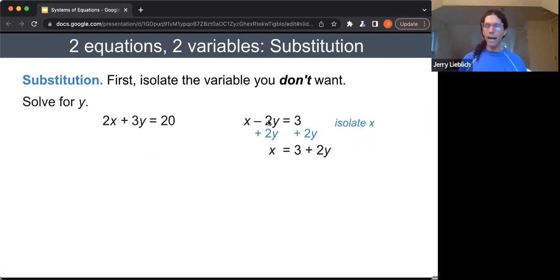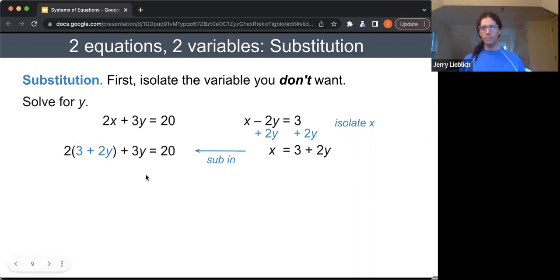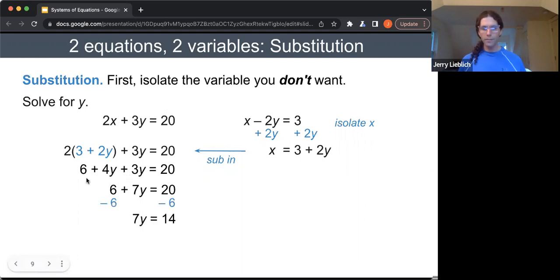Notice I'm not plugging it back into the same equation. That wouldn't accomplish anything for me. I need to plug from one equation into the other. That's important. So now I rewrite it, and until you're super, super good at these, even then, on the test, it's really good to be very clear with your scratch work about what's going on. It's so easy to make a mistake on something like this. Then I'm going to solve for y. So I'll distribute that 2. I'll combine my y's, subtract 6, divide by 7, and I solve for y.